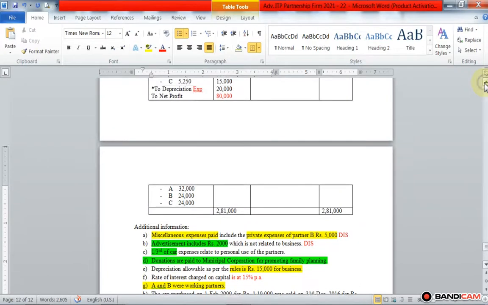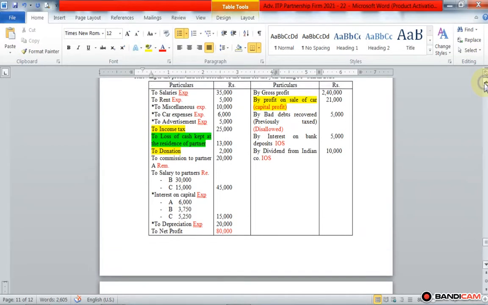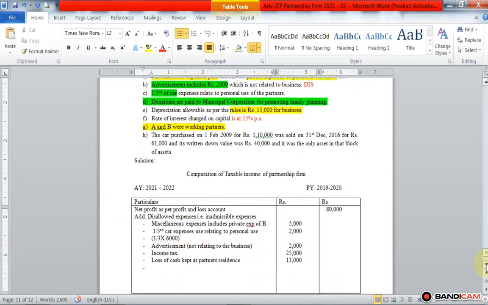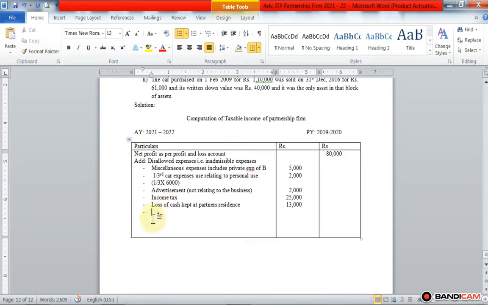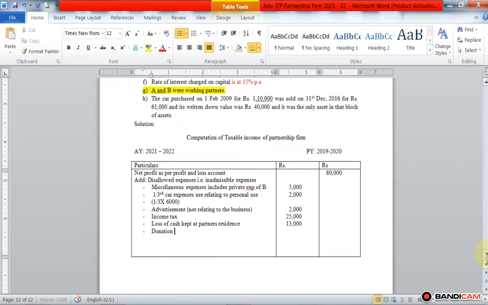Then next, donation. So all donations are disallowed. Donation given to any trust or charitable organization is disallowed. So the whole donation is disallowed. The amount of donation is rupees 2000. So this 2000 is also disallowed.